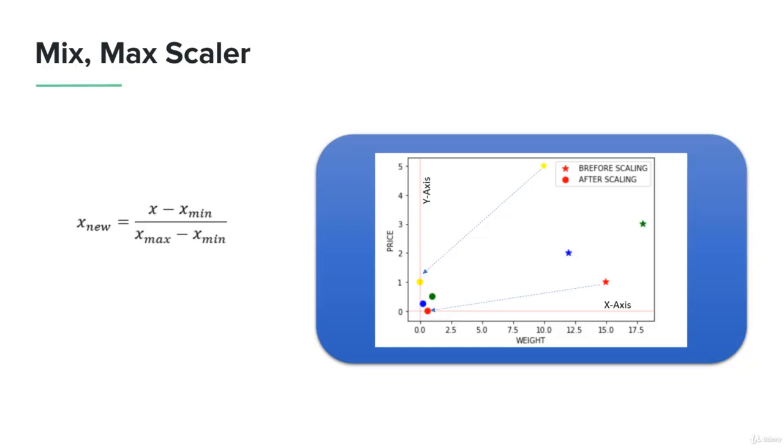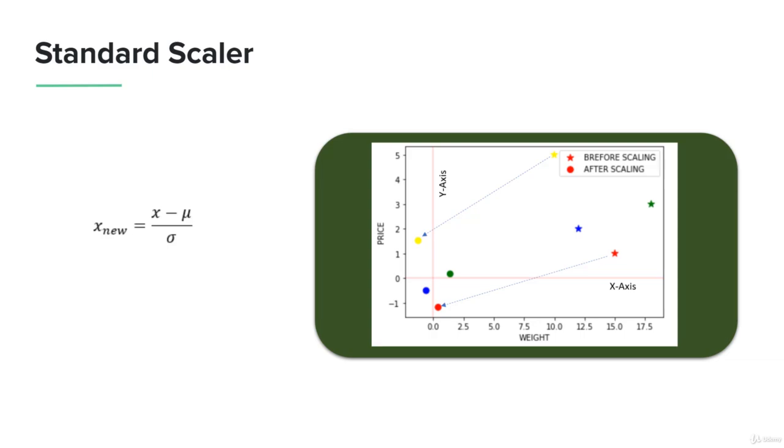One thing we need to note is that since it involves minimum and maximum values, the problem arises with outliers. Outliers are mostly the maximum or minimum, having extreme values. So that is one of the disadvantages of using a min-max scaler, because it is very sensitive towards outliers. The other one we have is the standard scaler.